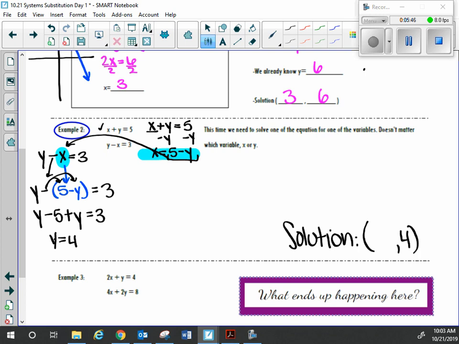How would I get that x value? Go back and plug it into one of your equations. So if I have, let's take the first one, x plus, what is y? 4 equals 5. What's x? 1. There you go. Okay.